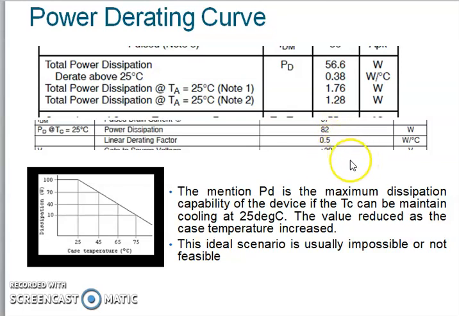For each degree C, how much you have to reduce the capability now. 82 minus 0.5, minus 0.5, and so on, up to your operating temperature that you expect the device to operate. So it's mentioned over here that the PD maximum value can be applied if you are able to maintain the TC or T ambient at 25 degrees C. This ideal scenario is for sure impossible to practice now. So you have to consider, at a certain value above that, how much you have to derate the PD maximum limit to.